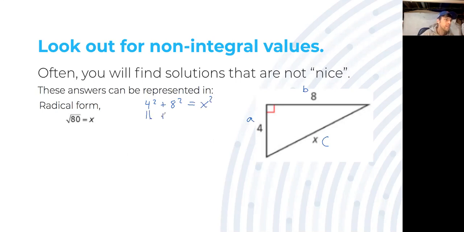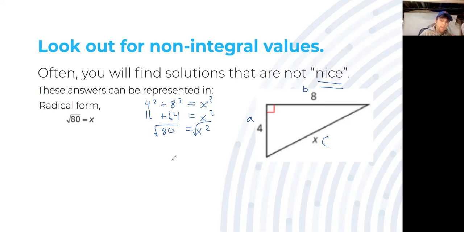That's 16 plus 64 equals x squared. That is 80 equals x squared. So to solve this one, we need to take the square root of 80. That's not going to be a nice square root, meaning that we are not going to be able to get a whole number. If it was 81, we'd be good because the square root of 81 is 9. So we do know this is really close to 9, maybe even something like 8.9 as a decimal.